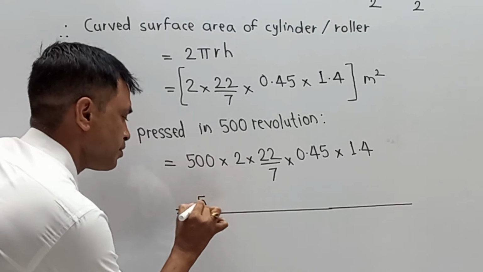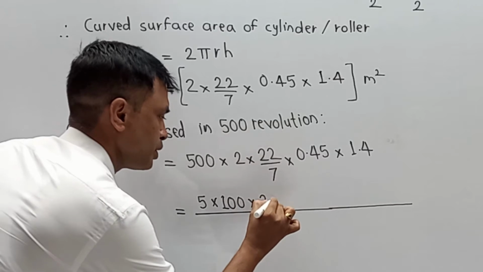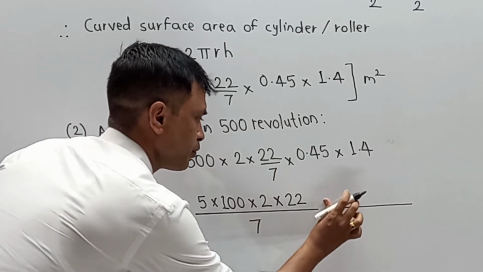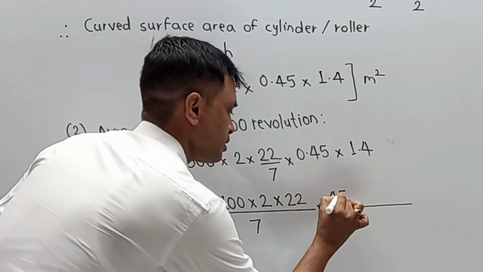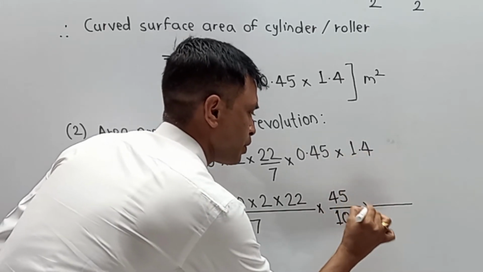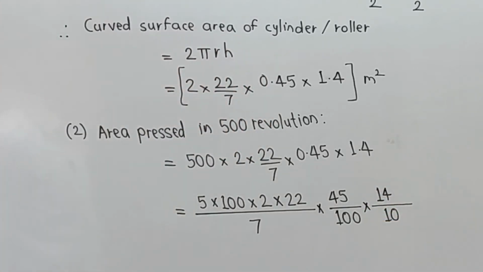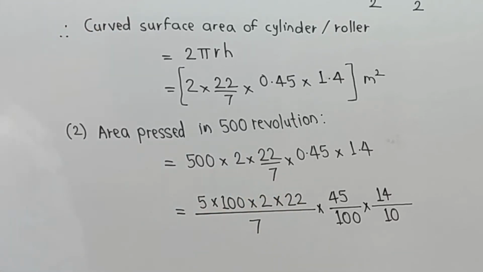500 I am writing it as 5 into 100 into 2 into 22 divided by 7, and for your proper understanding 0.45 I am writing it as 45 upon 100, and again 1.4 I am writing it as 14 upon 10. This will be very simple and logical, meaning I have removed all the decimals. Now one by one, it is a total part of observation how we are going to solve it over here.